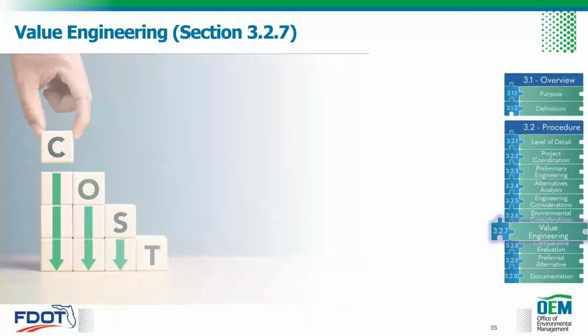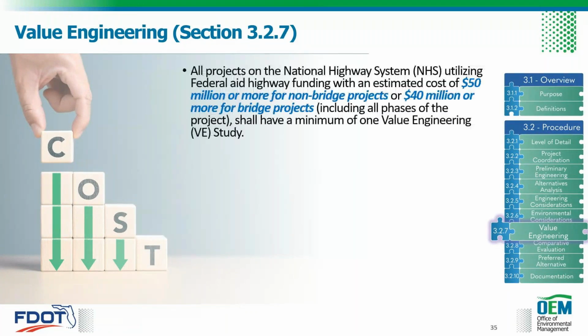Moving right along to our value engineering section. Again, I think this is another section that is often overlooked. I'm guilty. But all projects on the national highway system utilizing federal aid highway funding, so federally funded projects, with an estimated cost of $50 million or more for non-bridge projects or $40 million or more for bridge projects, this includes all phases of your project, shall have a minimum of one value engineering study.